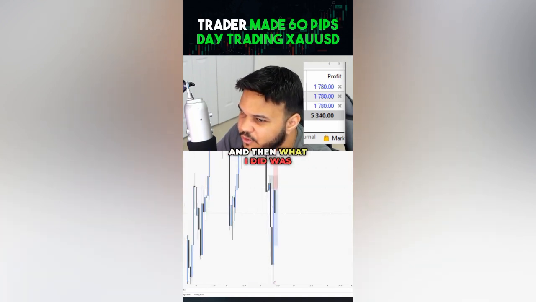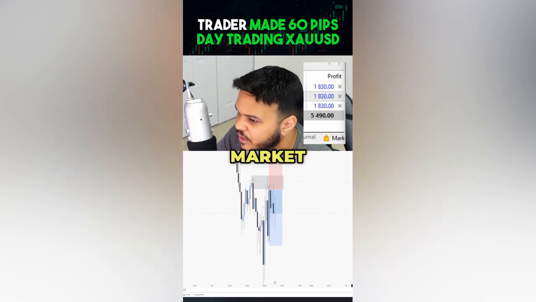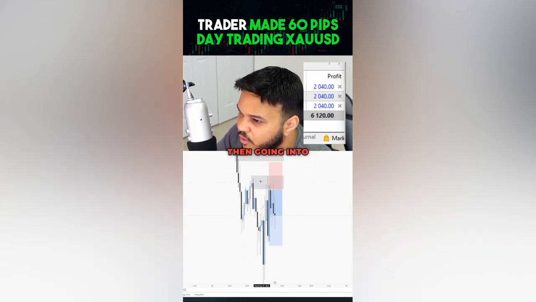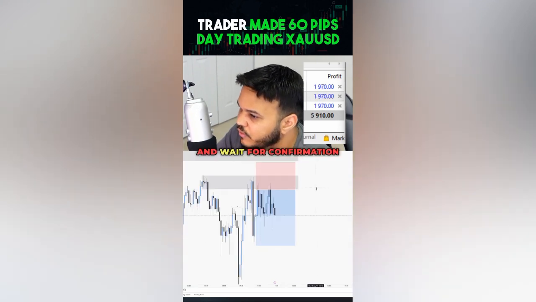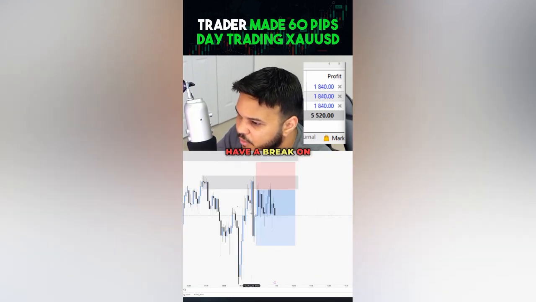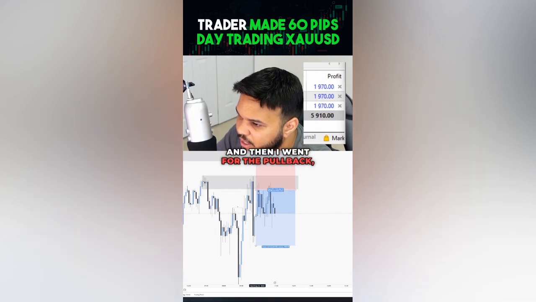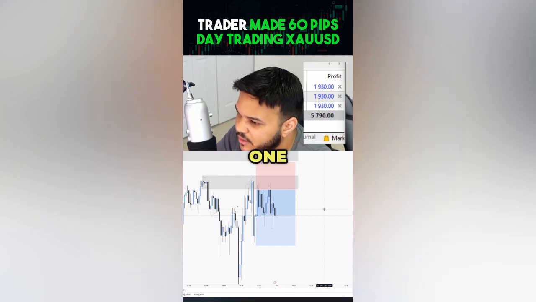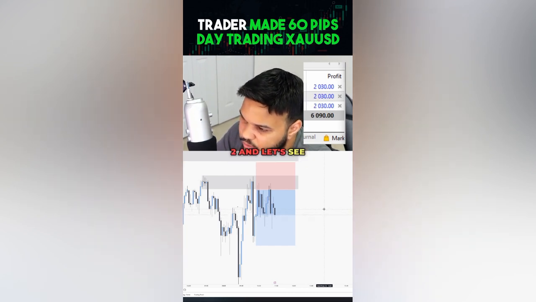And then what I did was super simple. As I always do, wait for the market to grab liquidity on 15 minutes lower high or 5 minutes lower high. Market grab liquidity, in this case out of this lower high on 15 minutes, then going into this 15 minutes order block. Once it did that, I went to the 5 minutes and wait for confirmation. Here I have a break in my favor right here, and then I wait for the pullback, get in on the pullback. I put a stop loss at 30 pips, and now I'm going for 60 pips. I'm already at 101, waiting for the market to hit TP2, and let's see what happens.